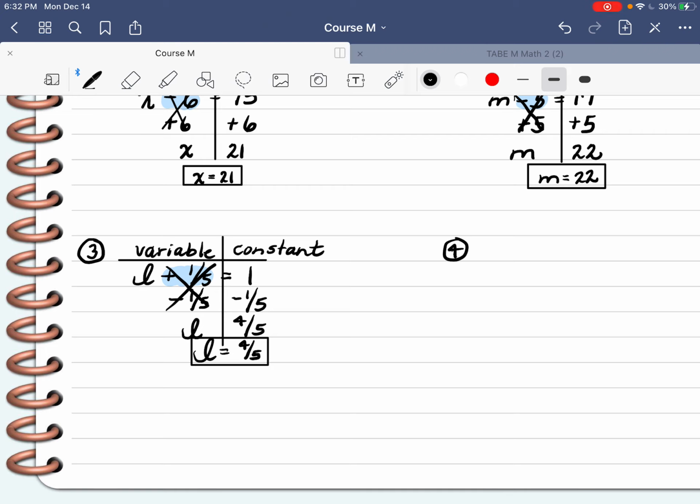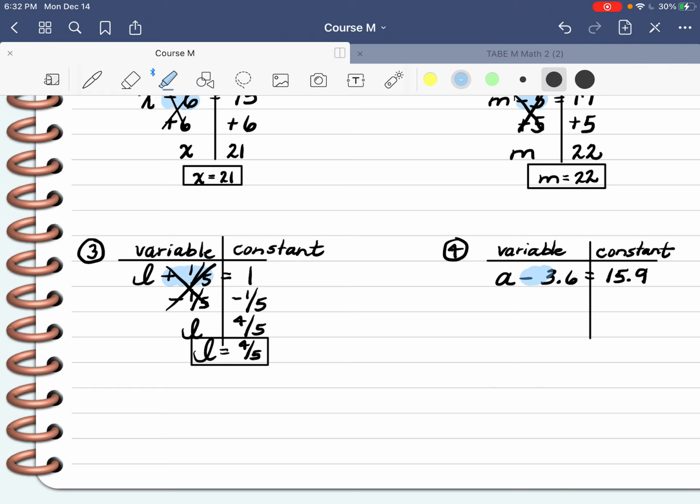Number 4, a minus 3.6 equals 15.9. Draw the power t. Variable. Constant. What needs to move? The minus 3.6 becomes plus 3.6 on both sides.